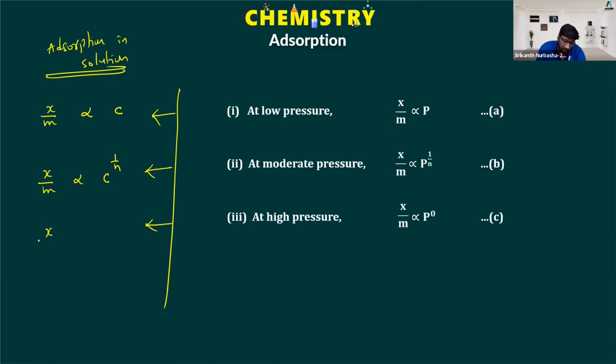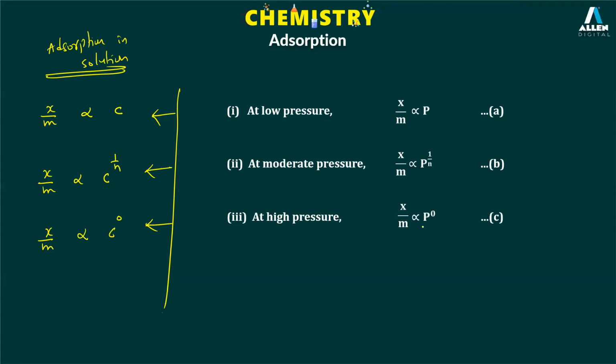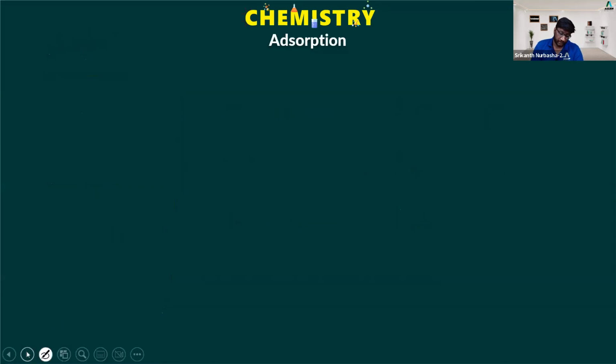At high pressure, x by m is directly proportional to c power 0. That means at a very high pressure or very high concentration, since all the surface has already been adsorbed, it doesn't matter how much pressure you apply or how much concentration is there. Further adsorption will not occur because there is no surface for the molecules to go and stick.